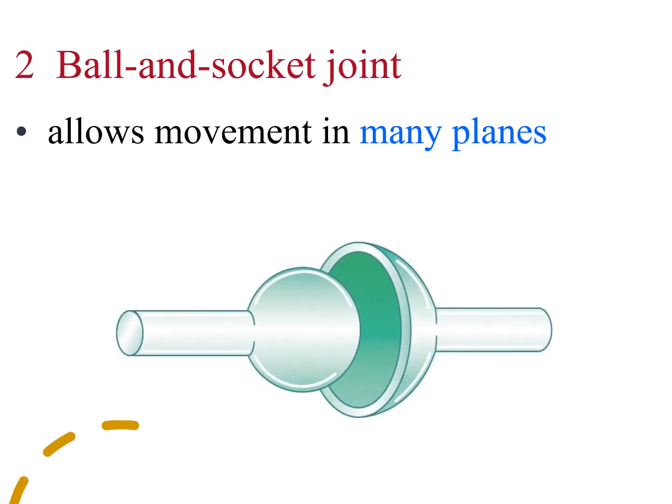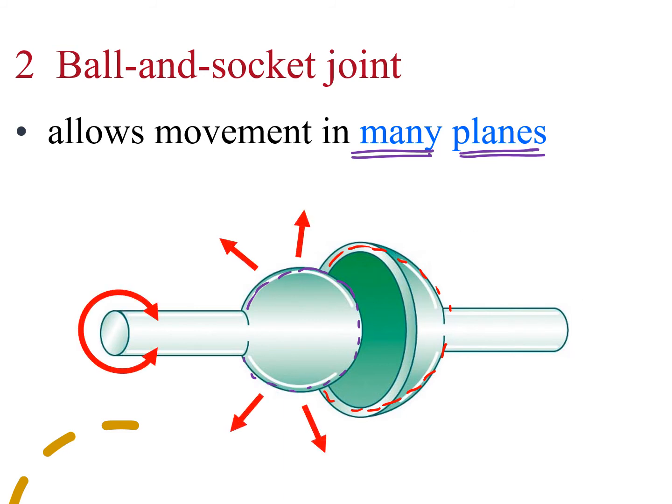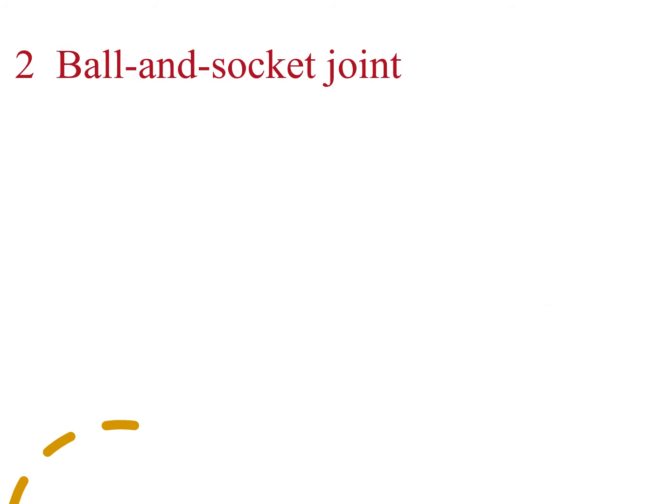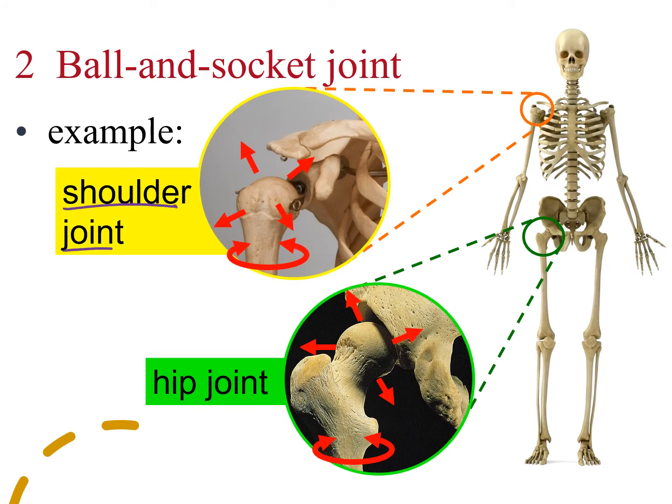The second type of joint is called the ball and socket joint. It allows the movement of the bones in many planes. This is the ball, and this is the socket, cup-shaped. It allows the ball and socket joint to move in many planes and sometimes even rotate. Examples of ball and socket joints include the shoulder joint and also the hip joint.